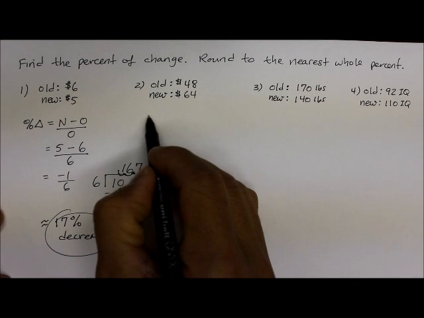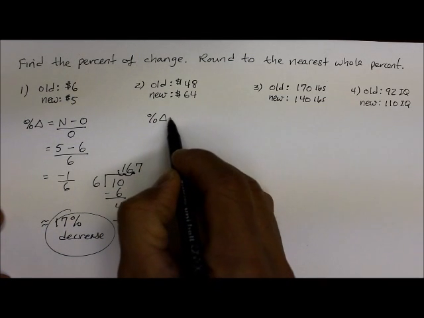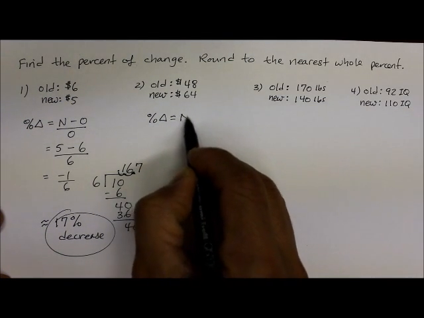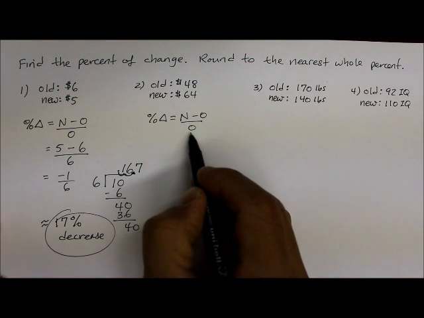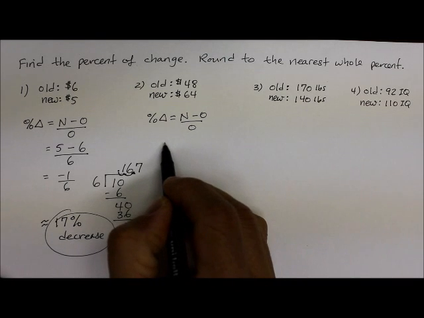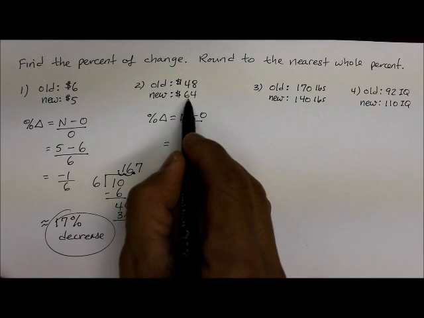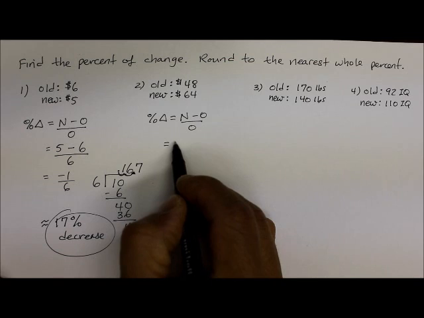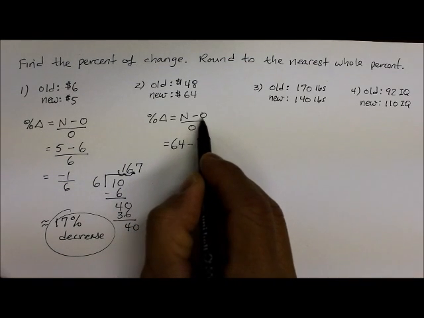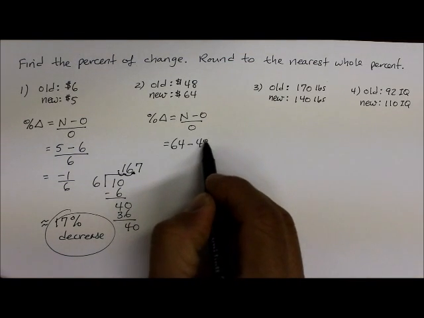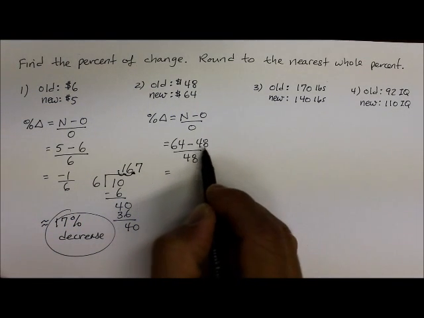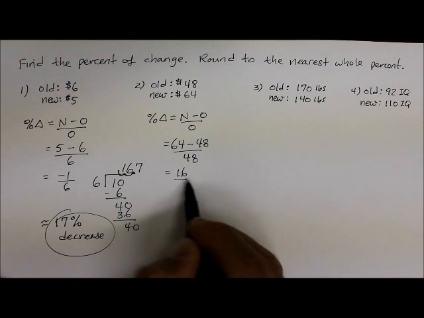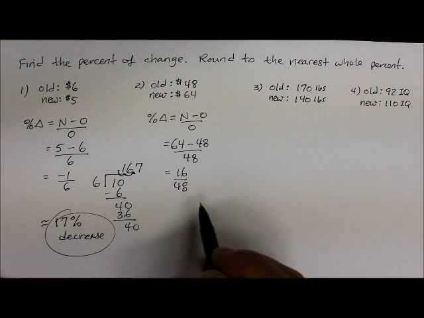So for the percent change, you said "no." N minus O divided by O. Okay? So the new price went higher this time, so it's a percent increase. So 64 minus the old price, which was 48, divided by the old price, 48. 64 minus 48, you know it's going to be 16 divided by 48.